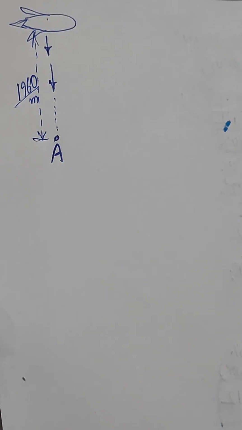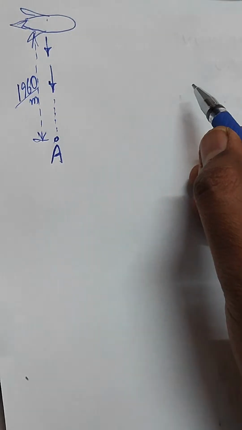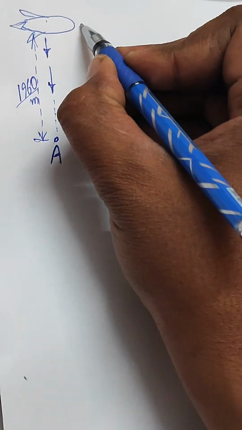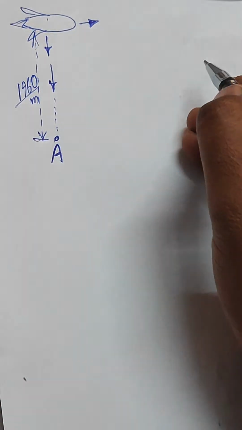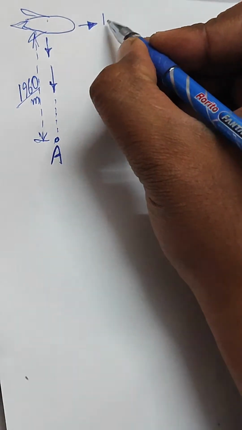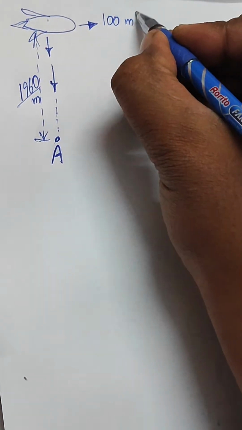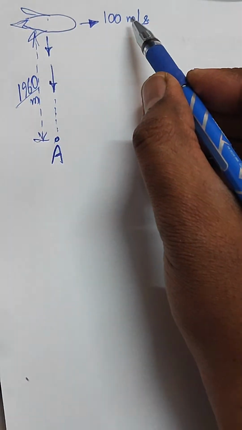Now from this point A on the ground, the aeroplane was moving horizontally with a speed of 100 meter per second. So the speed of the aeroplane horizontally like this is given to you as 100 meter per second.